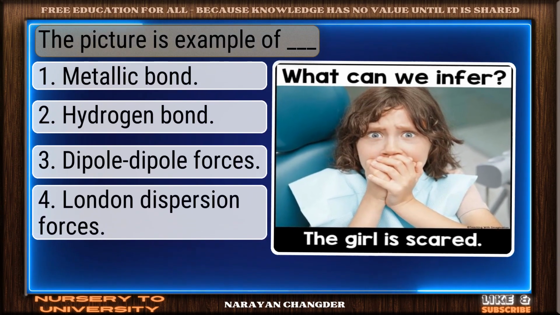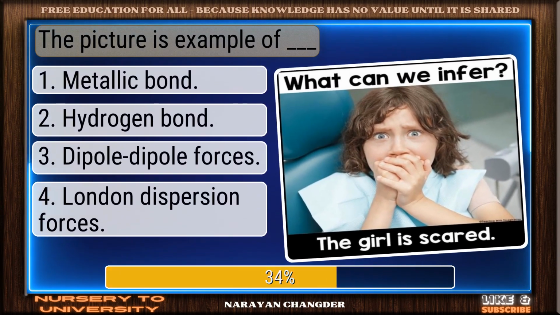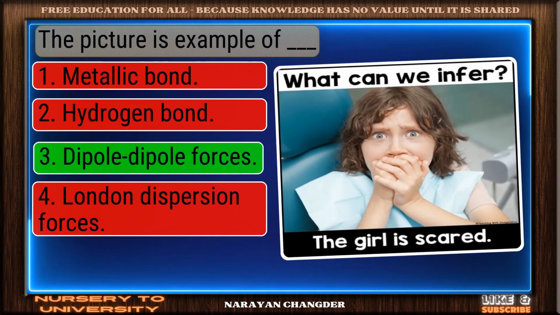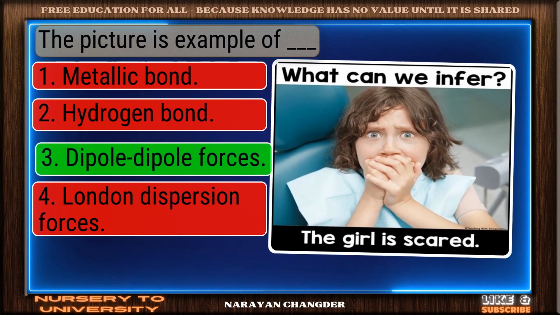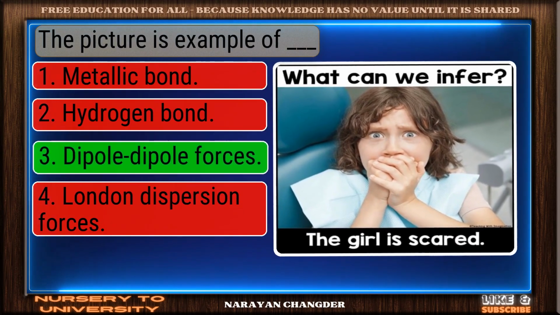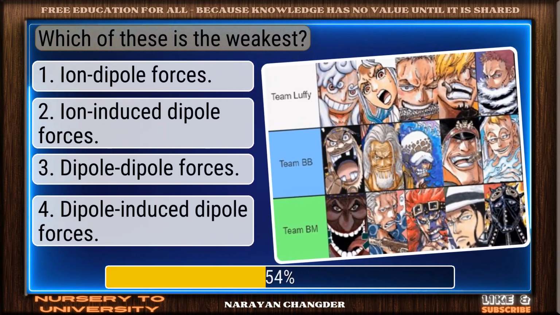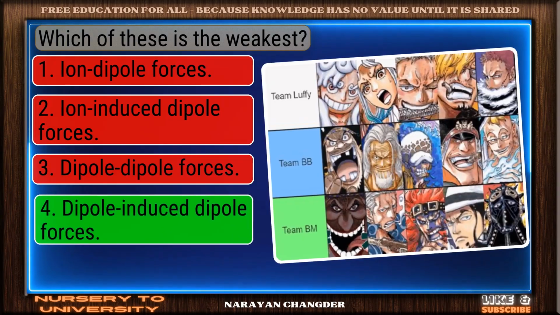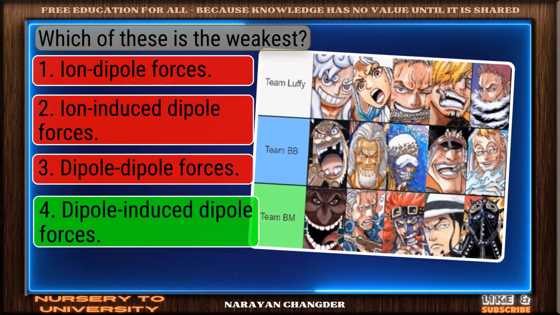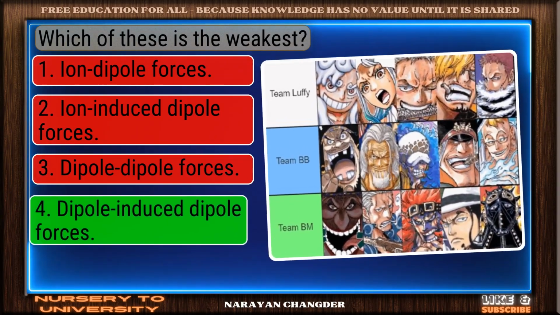The picture is an example of dash. You got it. Your choice, dipole-dipole forces, is right. Which of these is the weakest? Excellent choice. Dipole-induced dipole forces is the right answer.